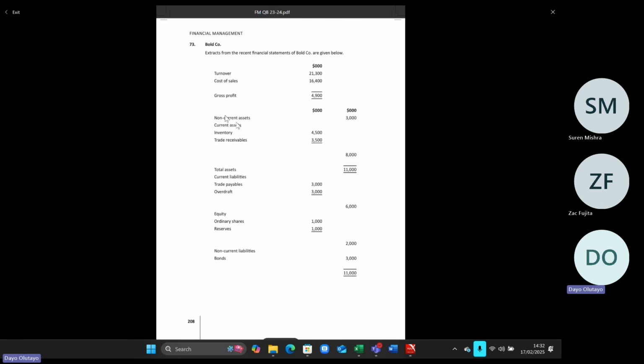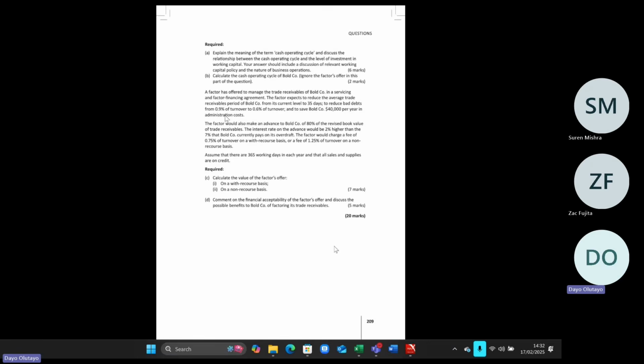Then the statement of financial position has been provided as well, from the non-current asset to the current asset, inventory, and trade receivables. The current liabilities, trade payables, and overdraft provided. The equity provided, and the long-term liabilities also provided. Now let's go into the requirement.